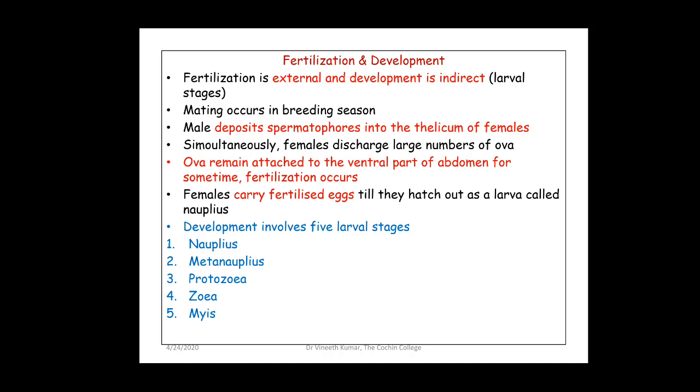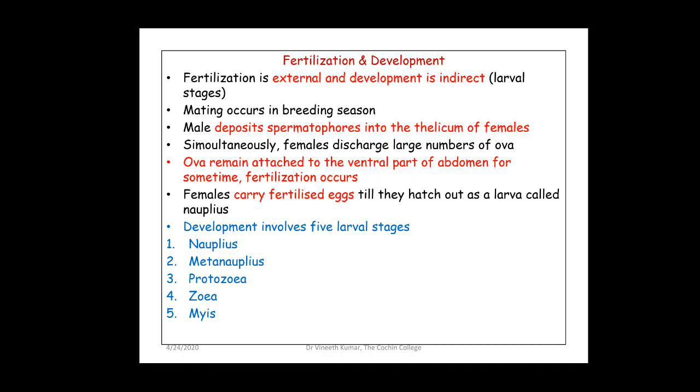Mating usually occurs in the breeding season. The male deposits the spermatozoa into the thelycum of the female, which is a cup-shaped opening in the female, where the sperms, or the spermatophores, are deposited. Simultaneously, the females discharge a large number of ova. The ova usually remain attached to the ventral part of the abdomen for some time, and fertilization occurs. After the ova are deposited, the sperms in the thelycum fertilize the ova. Females carry fertilized ova until they hatch out into the first larva, which is called the nauplius larva.